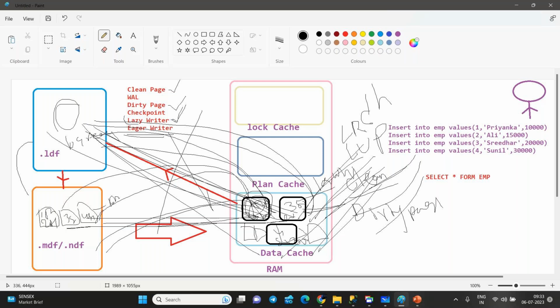I will repeat, sir, in the recovery model. Whenever you are performing bulk operations and SQL Server senses that, then eager writer will help us. How, sir? Page creation and page writing in parallel to improve the performance. That is the main purpose of eager writer, sir. It will do it in parallel to improve the bulk operations.